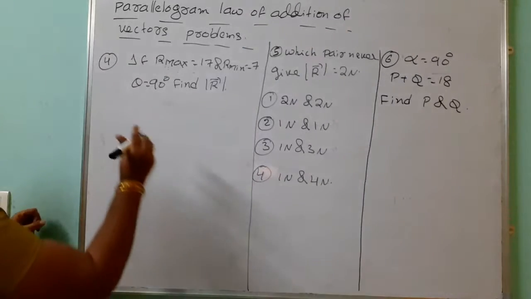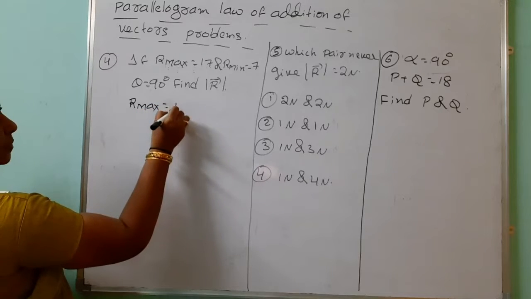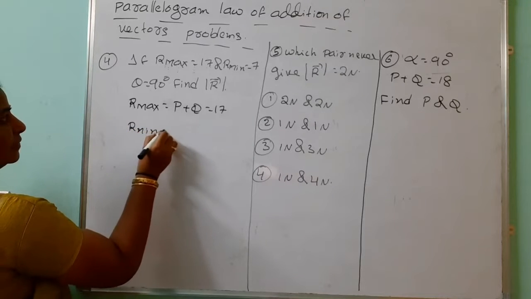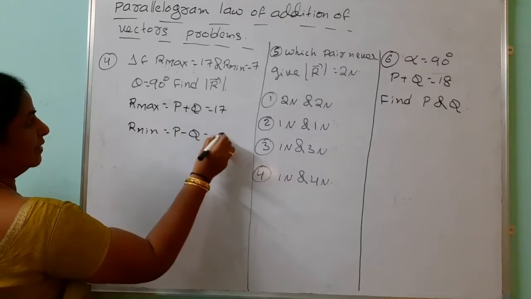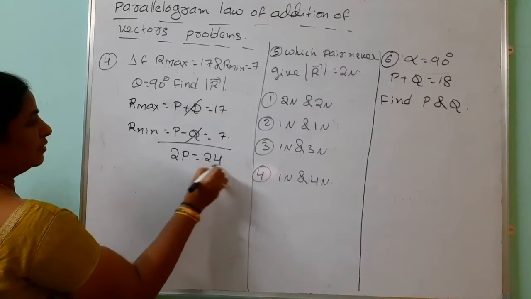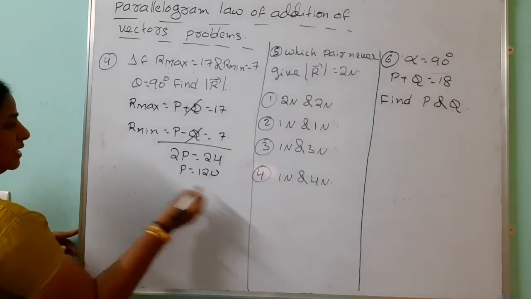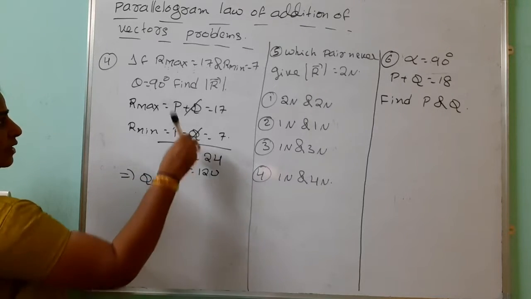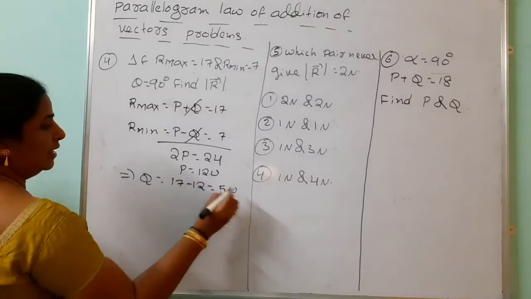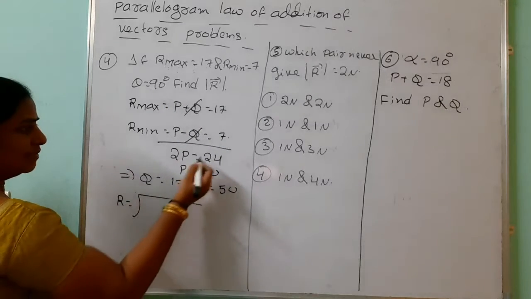Look here. First of all, R maximum means P plus Q is 17, and R minimum they have mentioned P minus Q is 7. When we simplify this, 2P equals 24, so P equals 12 units. From this, Q equals 17 minus P, 17 minus 12 is 5 units. Now you know the P value, the Q value and the angle, then the resultant is under root P square plus Q square.